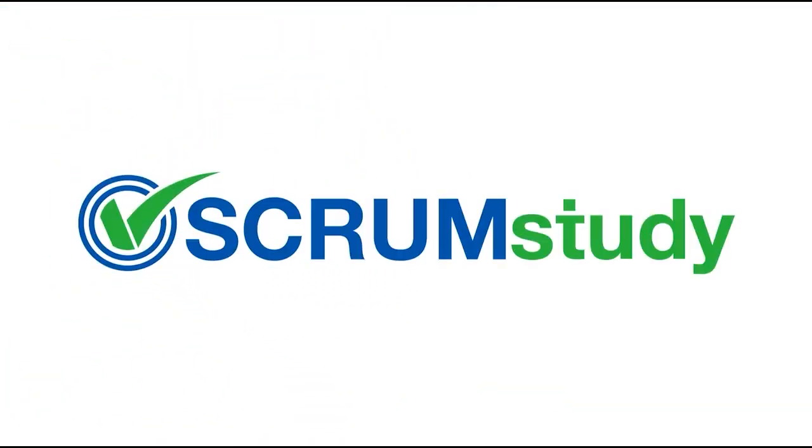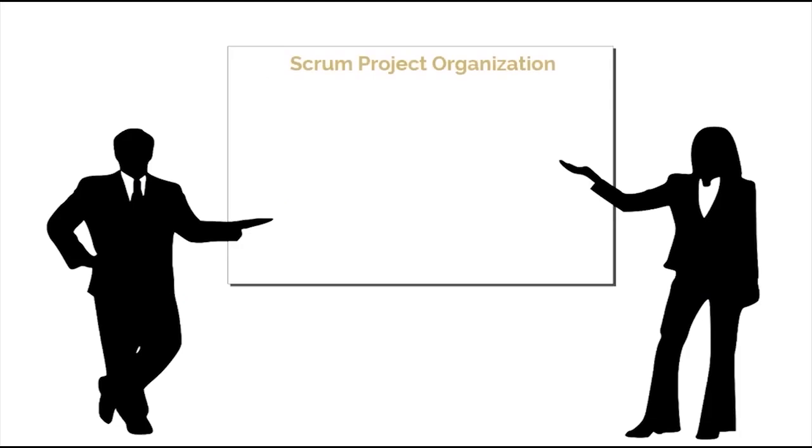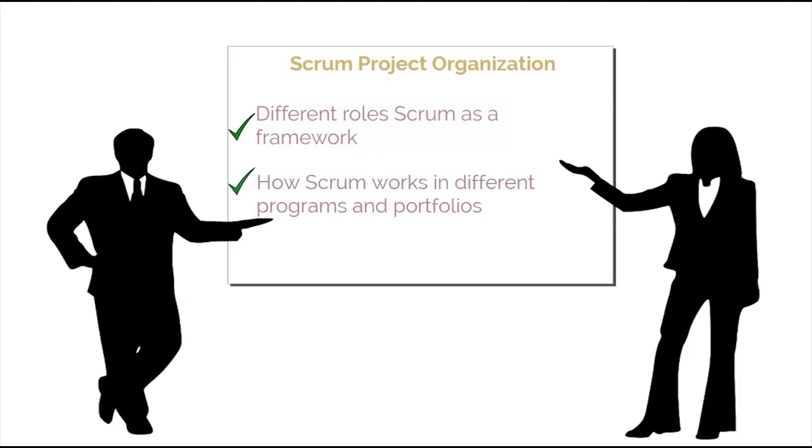In the previous videos, we discussed Scrum project organization, and we learned about the different roles that Scrum as a framework introduces in a project environment, and how Scrum works in different programs and portfolios. In this segment, we'll have a top-down approach to quickly run through the various roles and responsibilities relevant to the organization we've learned so far.